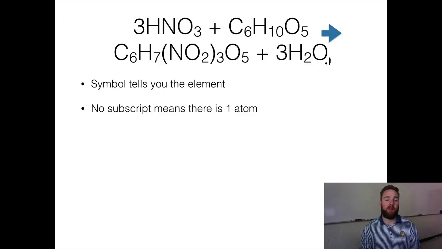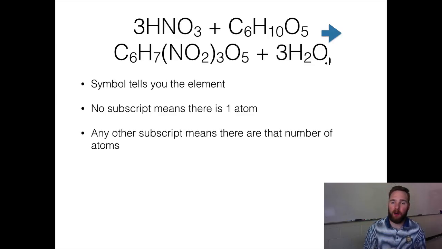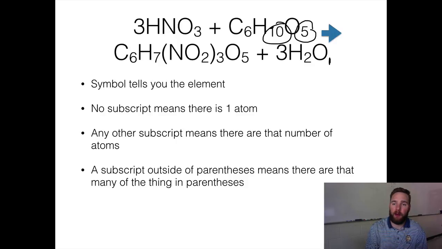No subscript next to the element means there's 1 atom. So I'll go over here, and right here there's an understood 1 right there, right? So no subscript means there's 1 atom. Any other subscript means that there are that number of atoms. So if I go up here, I know that there are 5 oxygens here. There are 10 hydrogens here, right? That tells me the number of atoms.